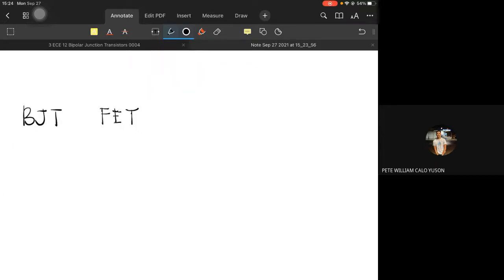The BJT is just one type of transistor that is commonly used nowadays. The other one is the FET or field effect transistor. But maybe we will get to the topic of FET later, after we have understood the BJT and its applications.